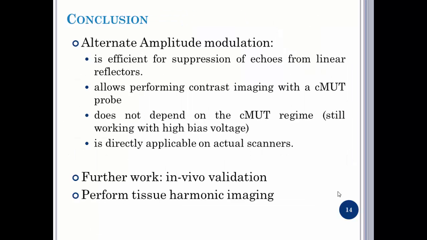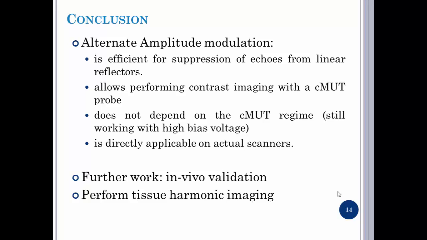And what is really interesting in conclusion is that this method, alternate amplitude modulation, already used in actual scanners for PZT, is efficient to suppress linear tissue. It allows performing contrast imaging with a Cmut probe and does not depend on the Cmut regime. The assumptions still need some more work because we have to go to collapse, but it's directly applicable on actual scanners. That's a very good point because we just plug our Cmut probe into a DC device, and normally we could use amplitude modulation as it's done actually.